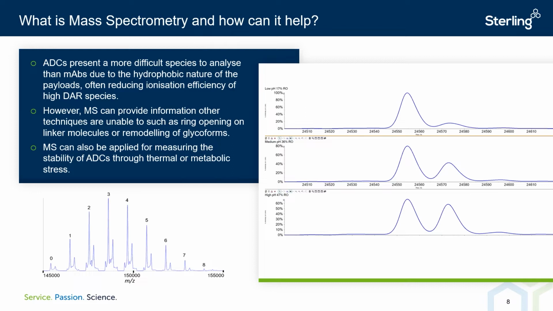Another example is ring opening. A lot of payloads have a maleimide present in them that can be ring opened to prevent reverse Michael reactions. And this small mass shift can't really be measured by optical techniques, whereas mass spectrometry can be really useful to work out the level of ring opening on various payloads.